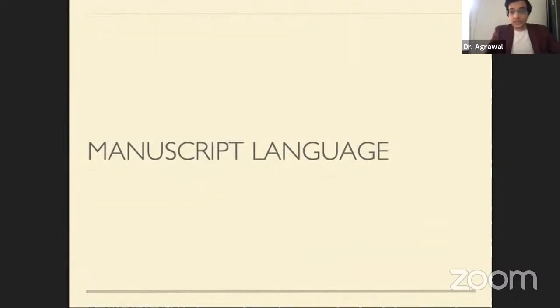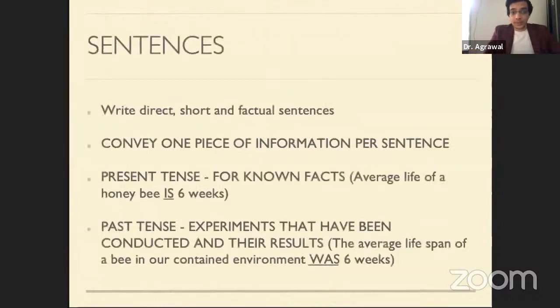The manuscript language needs to be simple. Convey one piece of information per sentence. Write direct, short, and factual sentences. Present tense is for known facts. For example, the average life of a honeybee is 6 weeks. If you have done the experiment and found the results, then you can say that the average lifespan of a bee in our contained environment was 6 weeks. These are some nuances of present and past tense that you need to use.